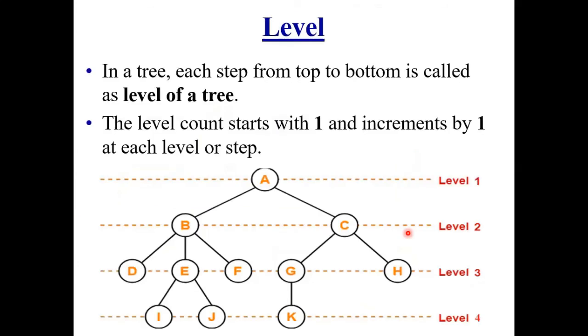The next one is very important. What is meant by level? In a tree, each step from top to bottom is called a level of the tree. The level count starts with 1 and is incremented by 1 at each level or step. Look at the same example. The root comes under level 1. The children of the root come under level 2. The grandchildren of the root come under level 3, and the great grandchildren come under level 4, and so on. This is how the levels go. So we always start from level 1.